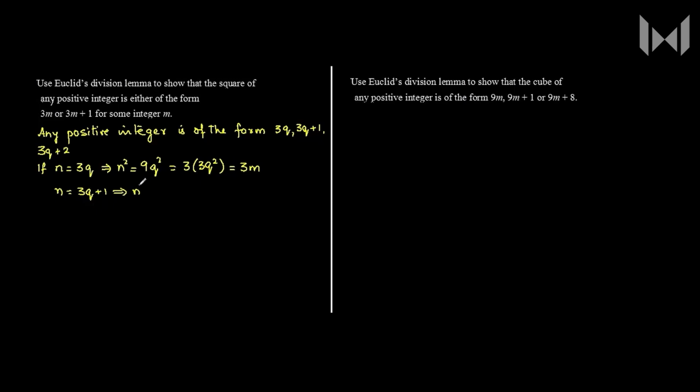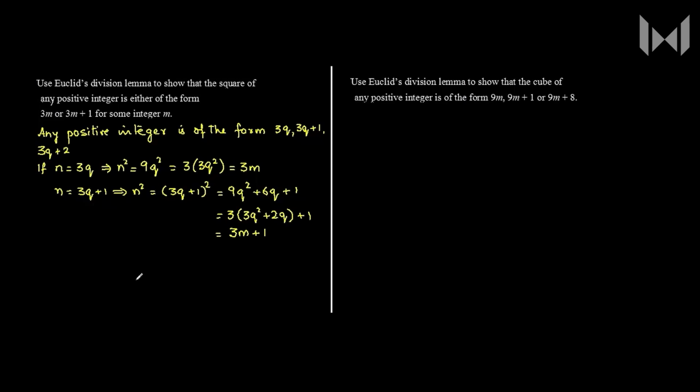So that implies n square is equal to (3q plus 1) the whole square, which makes it 9q square plus 6q plus 1. Now if I take out 3 common from the first two, I get 3(3q square plus 2q) plus 1. Now see, over here we know that we can also take out q common, but there is no need. Now the first part, which is 3 into (3q square plus 2q), that means it's a multiple of 3, so we again write it as 3m plus 1, where m again represents some integer.